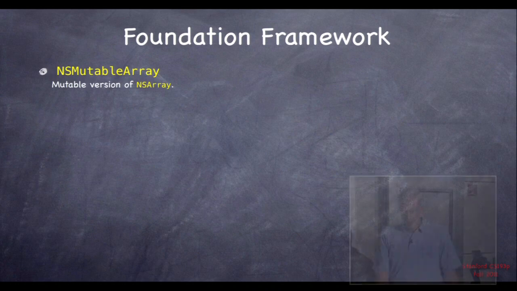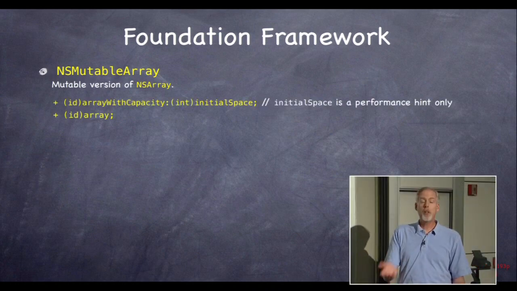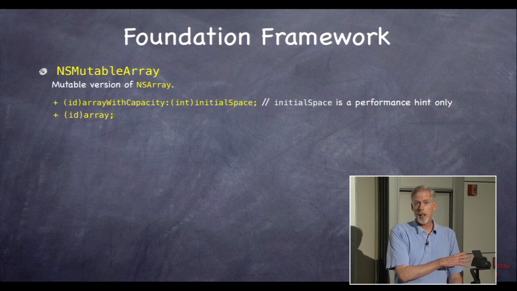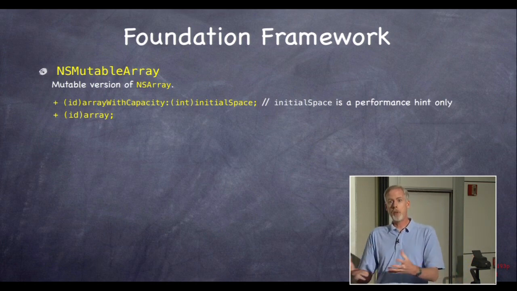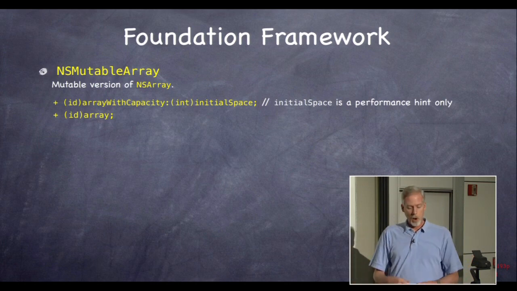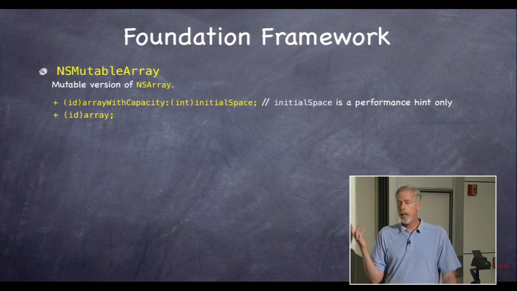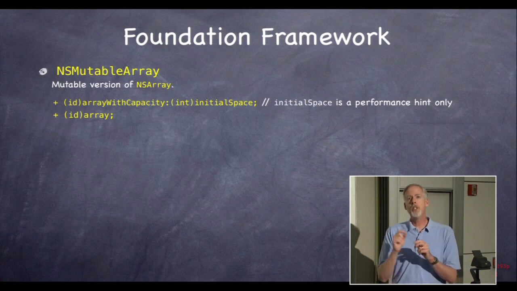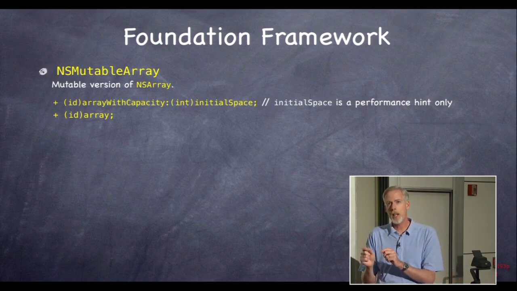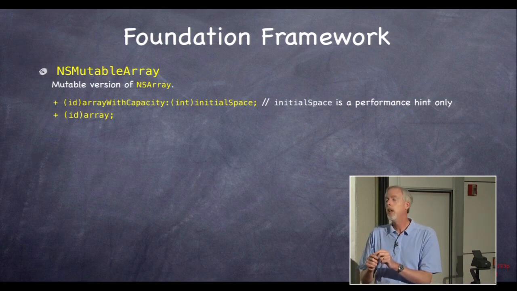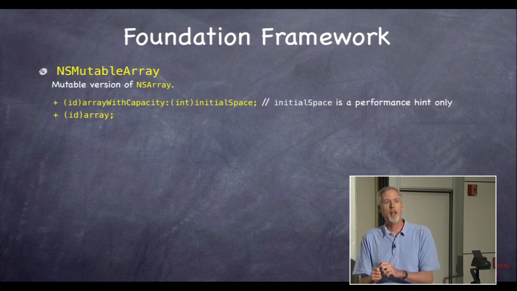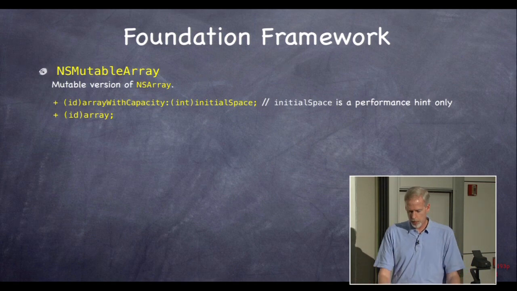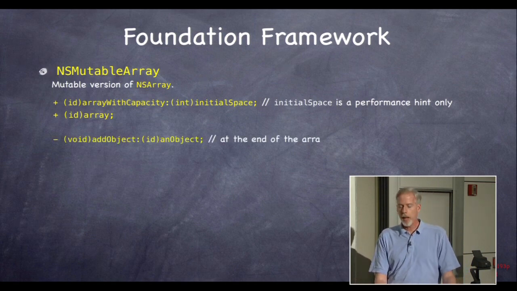NSMutableArray is the mutable version. You create it either with the class method for array, like you could create a mutable array that starts out with red, green, and blue in it, and then add more to it. Or you can use one of these two. Array just creates an empty array. Array with capacity, don't get confused by this. This is just a performance hint. This is still creating an empty array, but it's giving you a performance hint of how many objects I'm likely to add to this array soon, in the near future, or in its lifetime. So it's just a performance hint. Use it if you want. Don't worry about it if not.